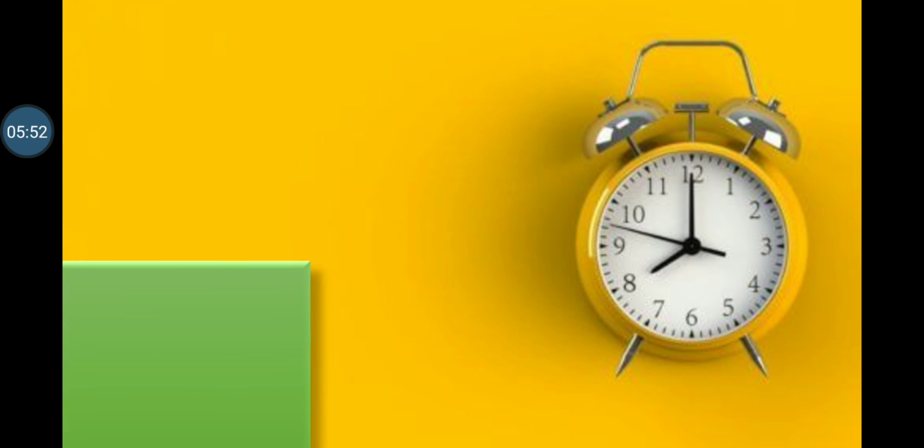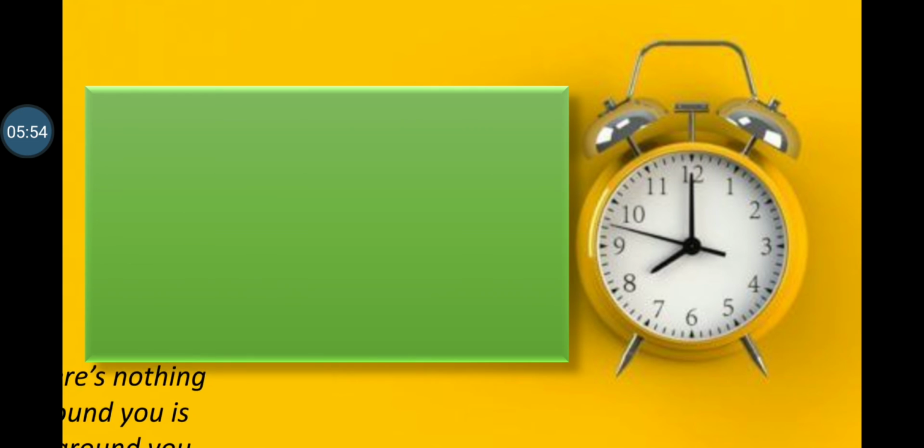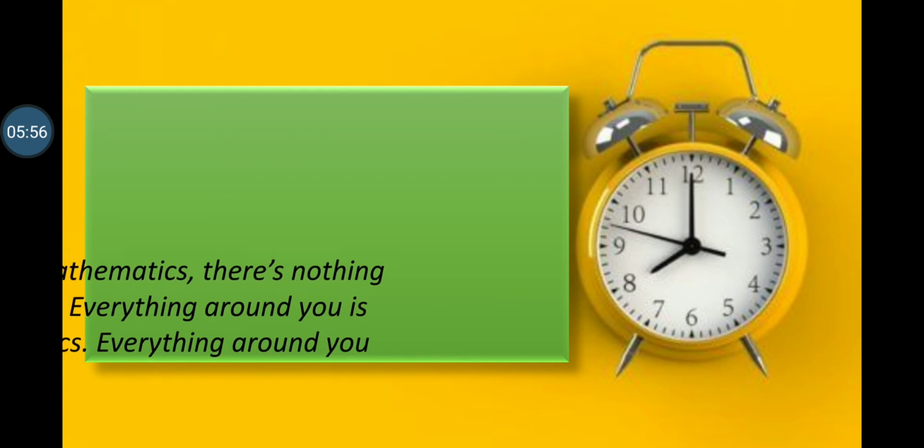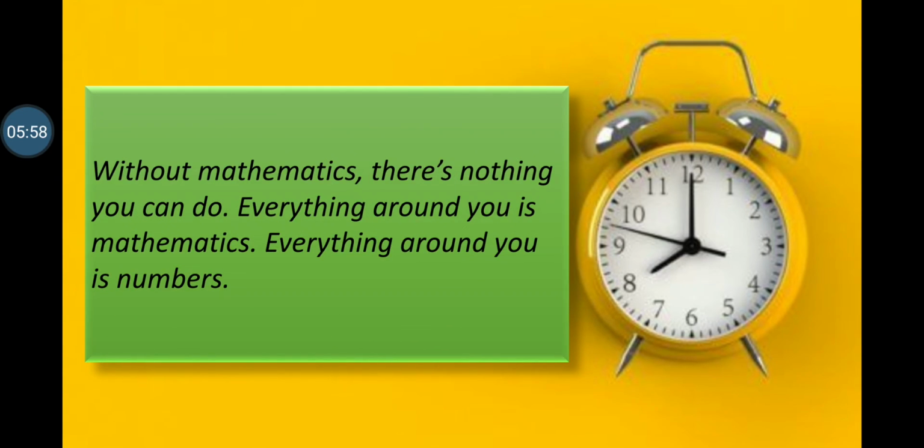Now let's end our lesson with this beautiful saying as always. Without mathematics, there is nothing you can do. Everything around you is mathematics, everything around you is numbers.